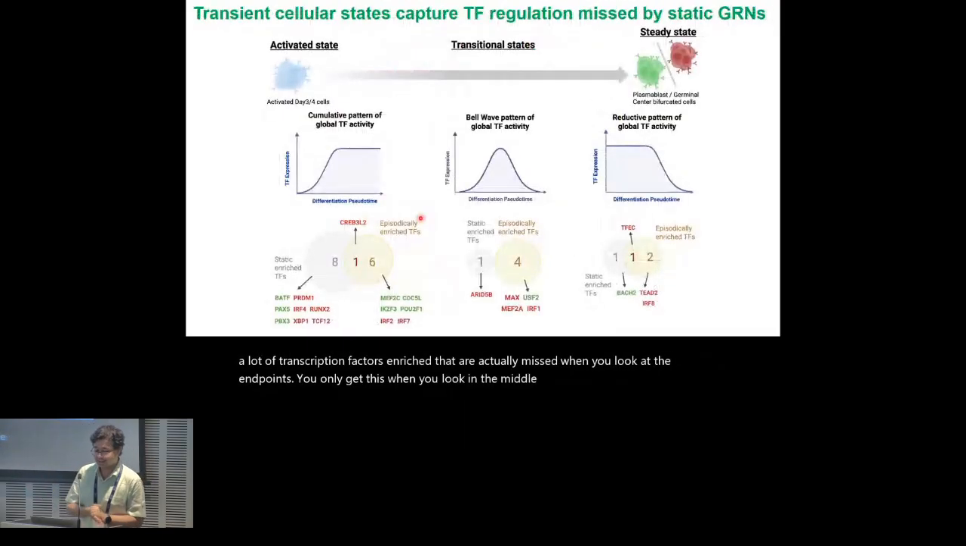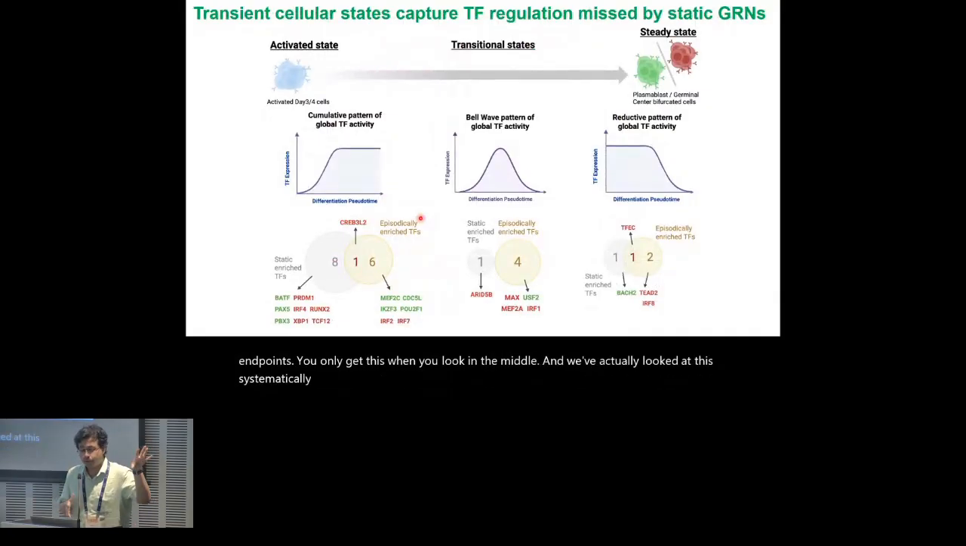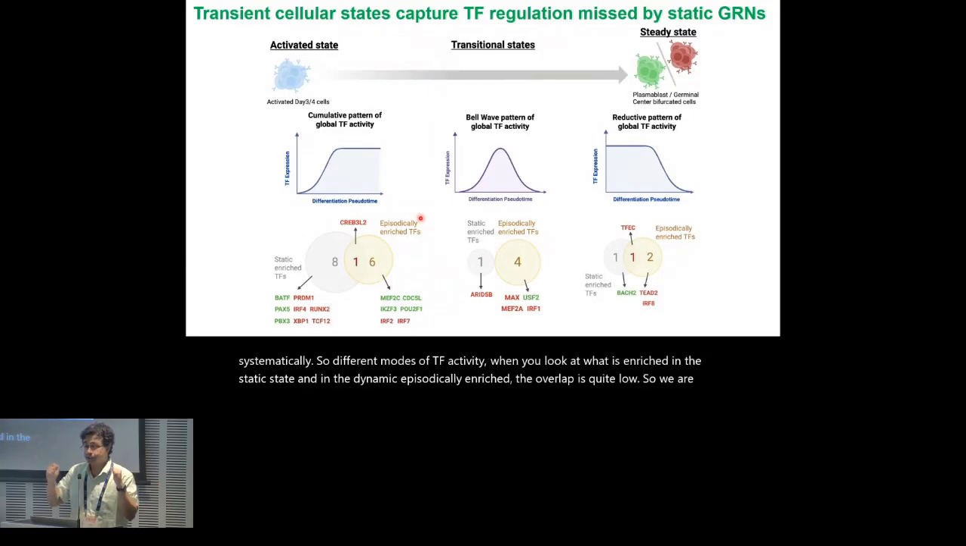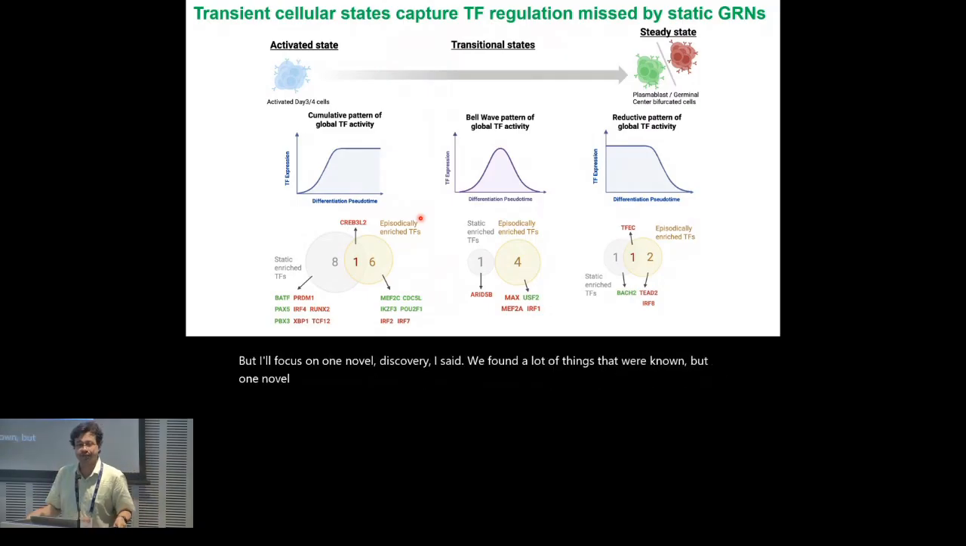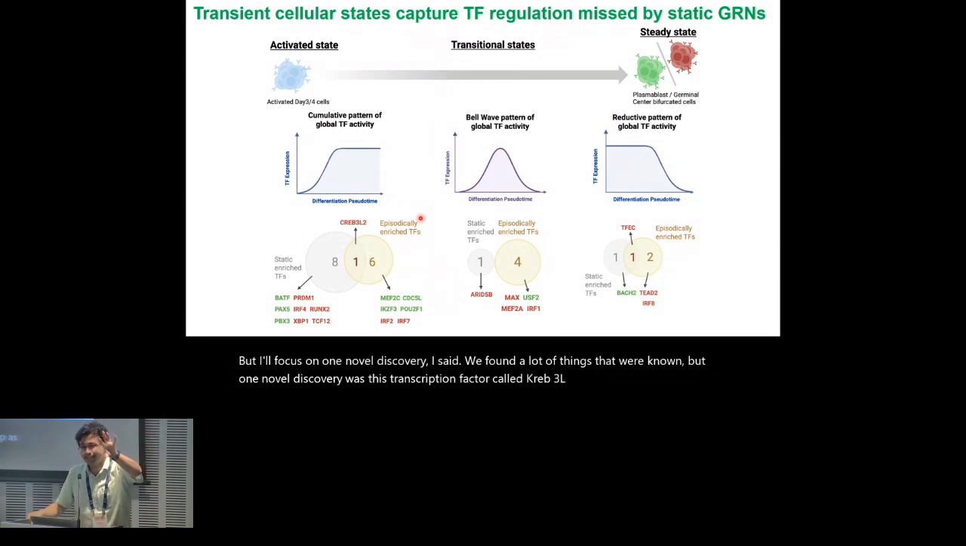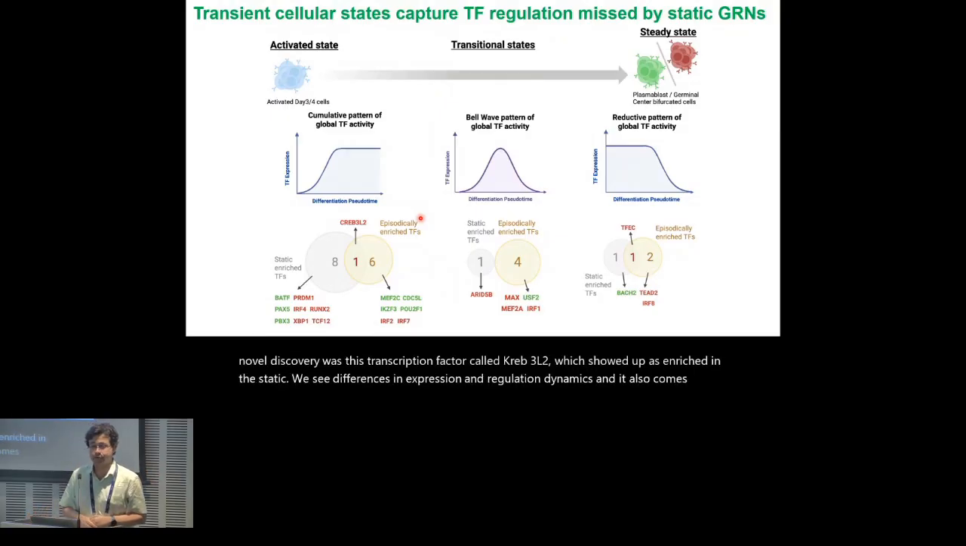And we've actually looked at this systematically. So different modes of TF activity, when you look at what is enriched in the static state and in the dynamic episodically enriched, the overlap is quite low. So we are picking up discrete things. But I'll focus on one novel discovery. I said we found a lot of things that were known, but one novel discovery was this transcription factor called CREB3L2, which showed up as enriched in the static. We see differences in expression and regulation dynamics, and it also comes up in episodic enrichment. And this was not at all known to have any role in the fate bifurcation GC versus PB.